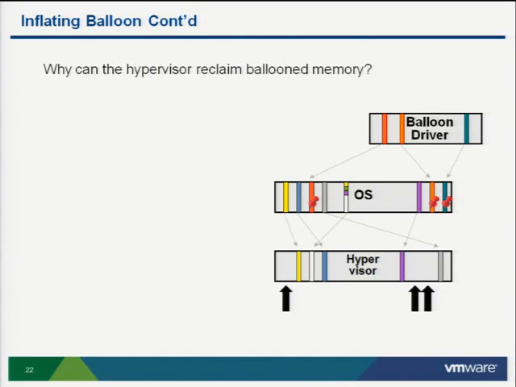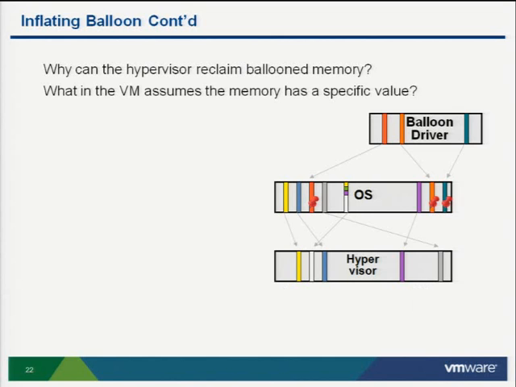But why can we do it now? Well, the real question is, what in the VM assumes that that particular piece of memory has a specific value that it's depending on? Well, there's only so many choices. We have the application level, and we have the guest OS level. At the application level, I didn't draw this here, but besides the balloon driver, there are also other applications. Obviously, due to memory protection, other applications can't see the balloon driver's memory, so those guys are out.